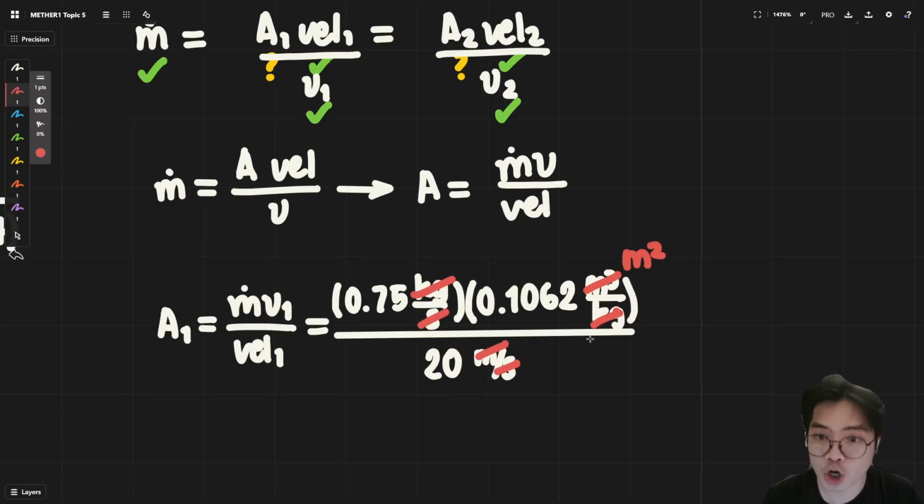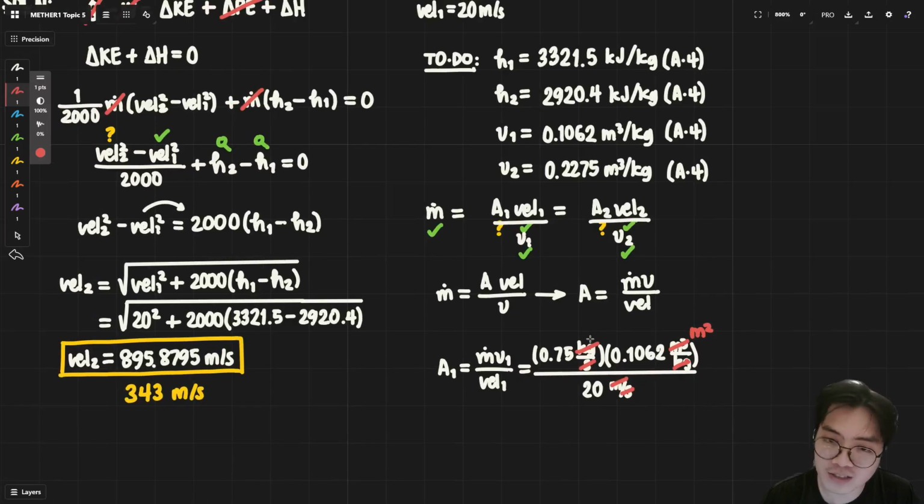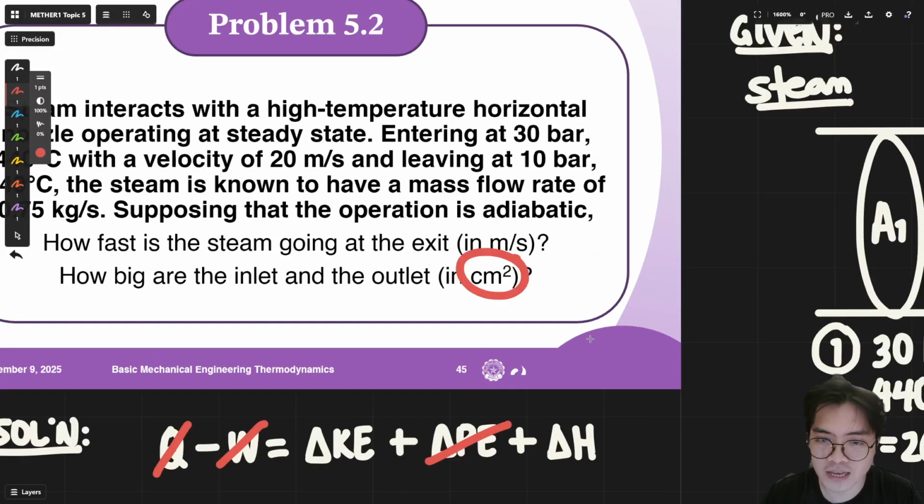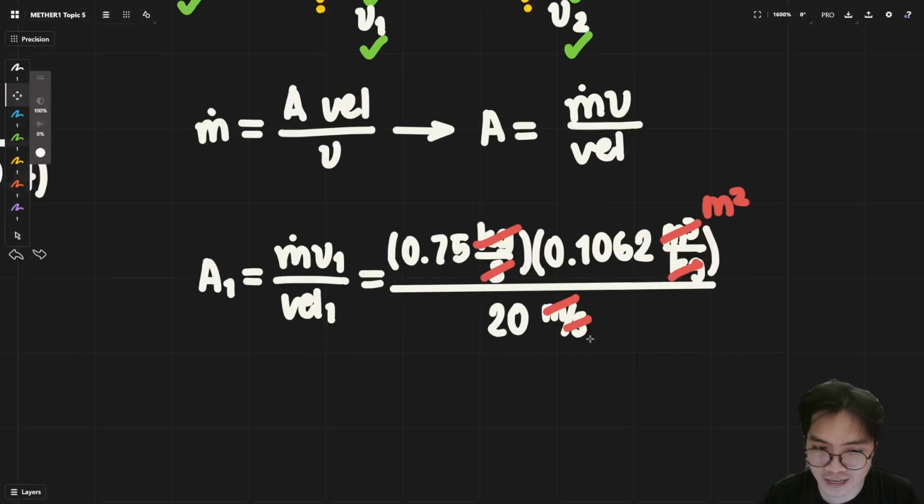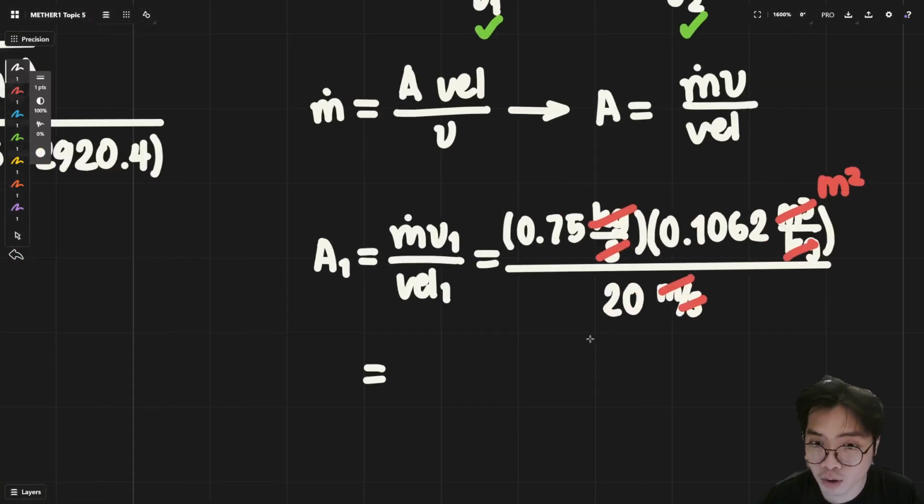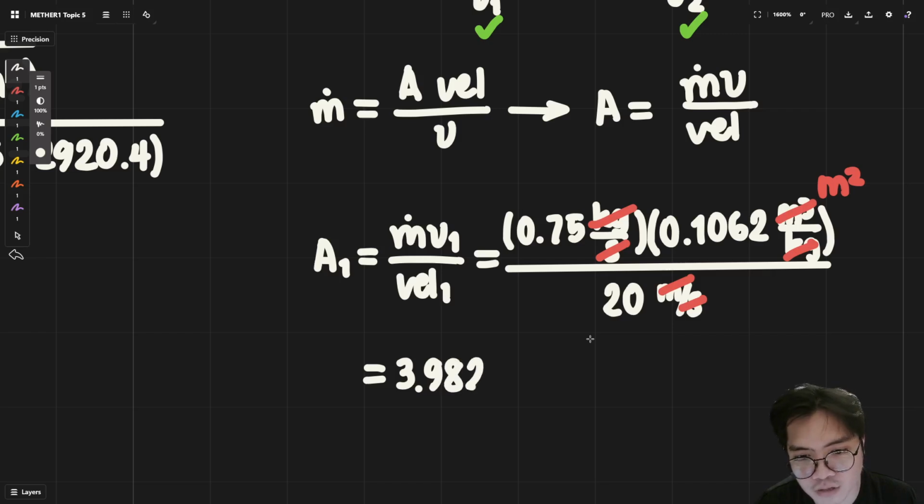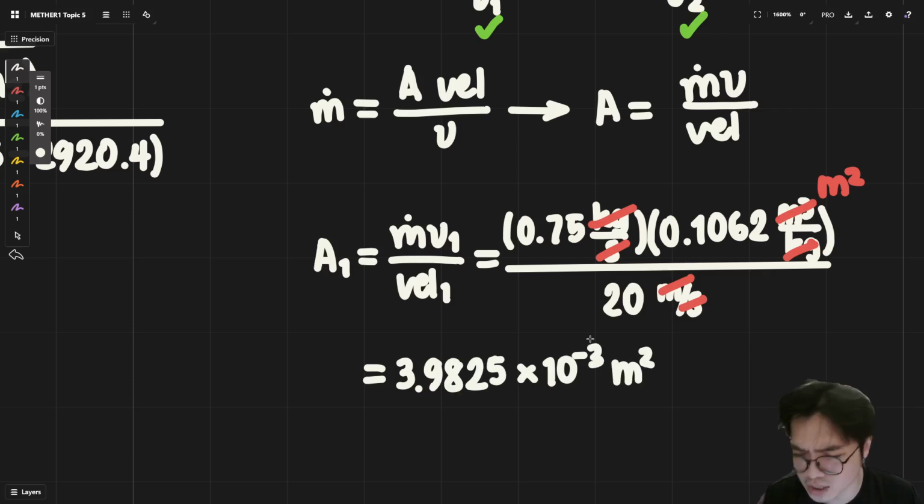There it is. So before you box an answer, note that this should be in cm squared. If you're seeing that your answer is very small, that's quite fine. 0.75, 0.1062, 20. You will have an answer which is 3.9825 times 10 raised to negative 3 meters squared. So you're like, that's really small, right? I've been telling you guys to always check your units, and to always check if the answer makes sense.